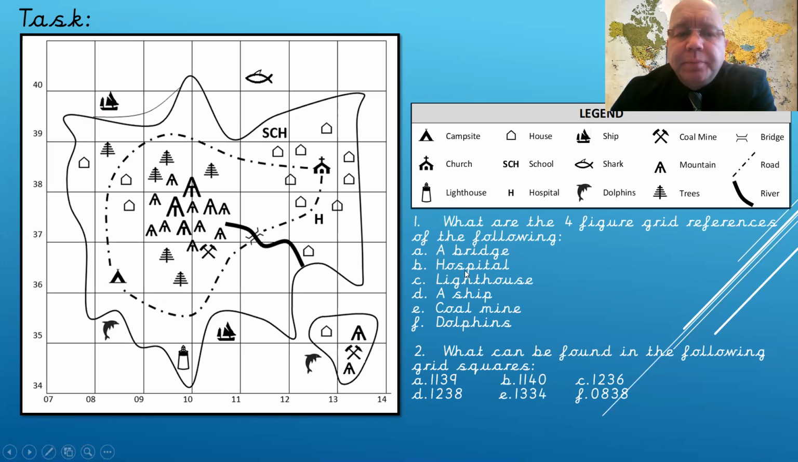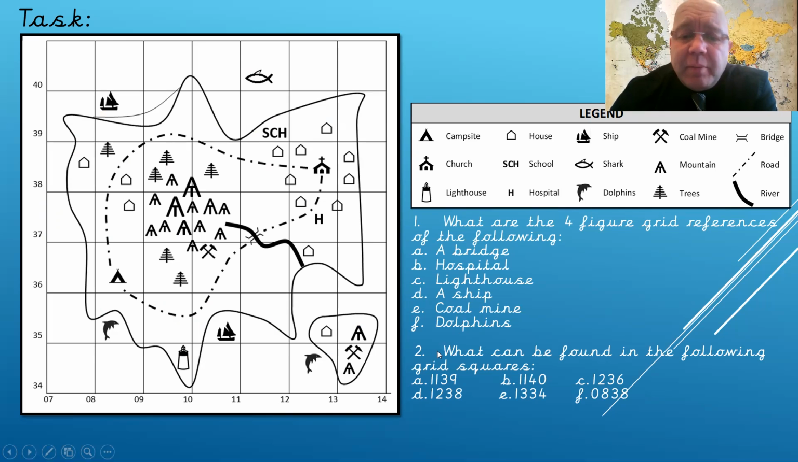Then find the hospital. Then find the lighthouse. So what square is the lighthouse in? Then a ship. Okay. Now, if there's more than one, it'd be nice if you can give me both grid references. Where's the coal mine? And finally, where are the dolphins? Again, if there's more than one, feel free to give me both answers.